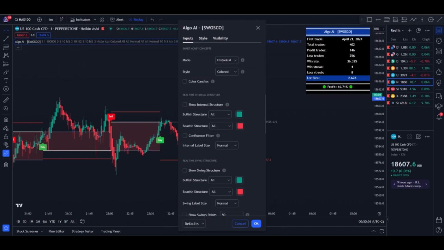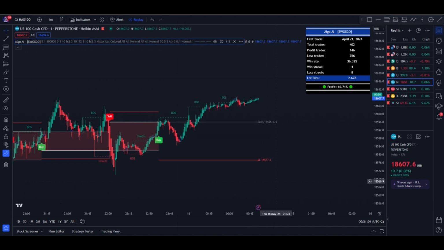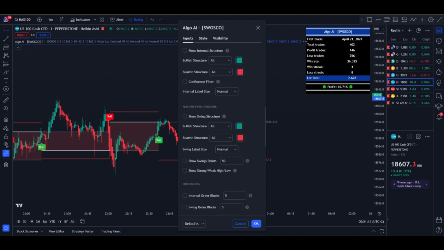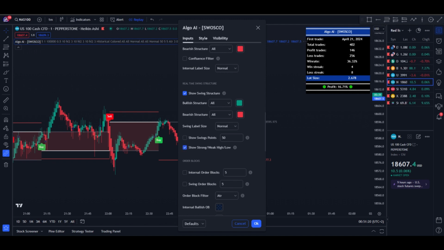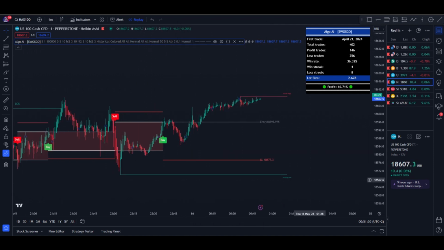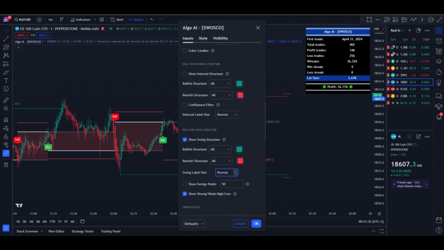Going back to the settings, you will see the real-time internal structure. That's basically a change of character and break of structures. Of course, you can filter what you want to be shown and even the size of the text. The next thing is real-time swing structure. It shows you when a swing structure got broken and it created a swing change of character, as well as strong and weak highs and lows.